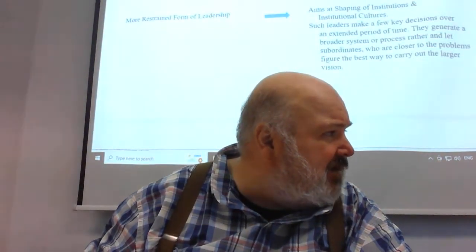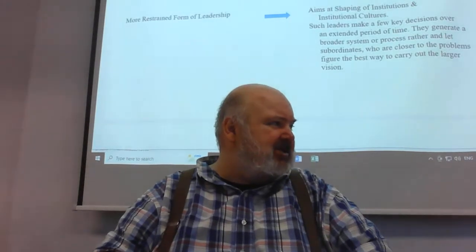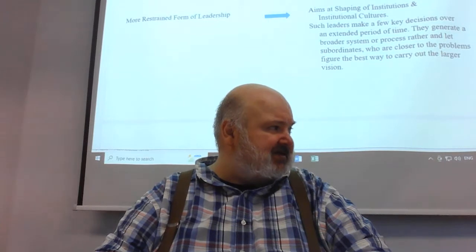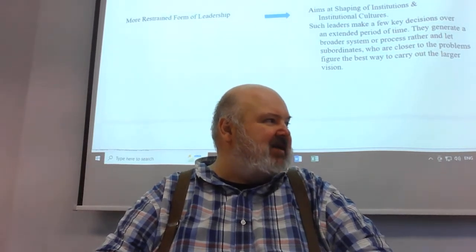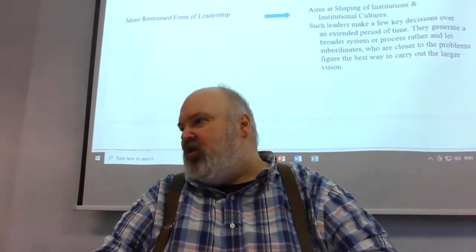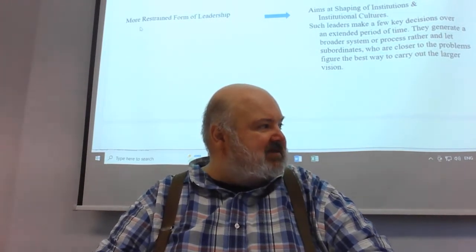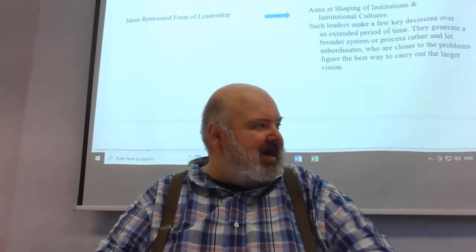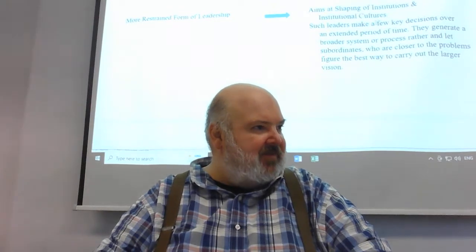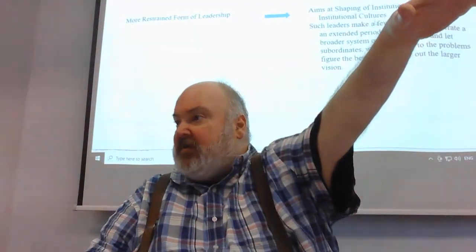Styles of leadership. Now he talks about the 3 classic styles. This is the classic leadership model, has 2 modes. Focus on formal decision-making process. Active and continued decision-making at every normal level of decision. Someone called this micromanaging. The other level is the more restrained form of leadership, aims at shaping of institutions and institutional cultures. Broader. In other words, I'm not going to be making decisions, I'm going to shape the larger system.